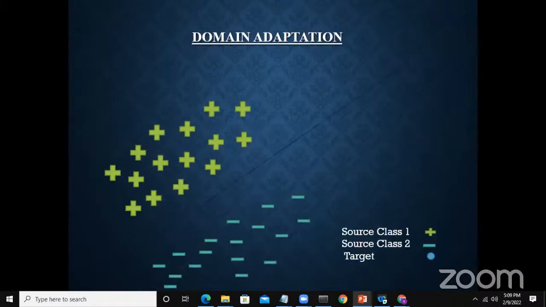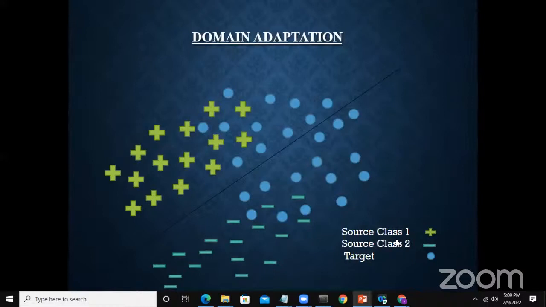What is a domain adaptation? It is like this here. If you look at this, you see that there is a source class, right? The source class is indicated as plus, and the other source class is indicated as minus here. And there's a target class which we are giving a circle. Now, this is your target class.